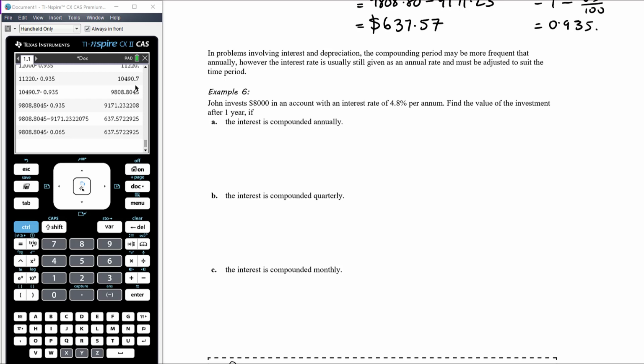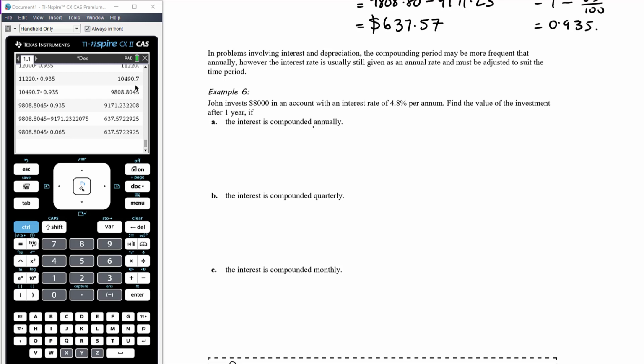So we've got John invests $8,000 in an account with an interest rate of 4.8% per annum. Okay, so it's an account, it's an investment, it's going up, it's not depreciation. So we're increasing by 4.8% every year. Find the value of the investment after 1 year if the interest is compounded annually.